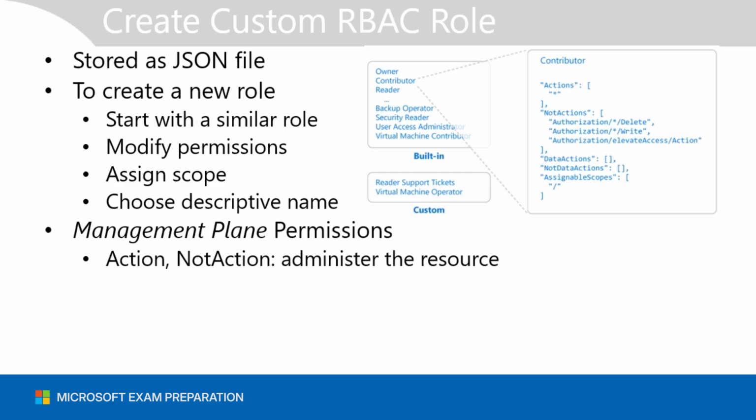In the role file itself, there are what are known as management plane permissions. Those are sections called actions and not actions. So management plane is what administrators typically do. So actions are things that they are allowed to do, and the asterisk here means anything. And then not actions are things that this role is not allowed to do administratively.